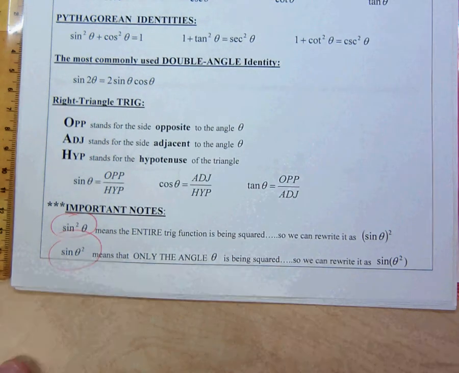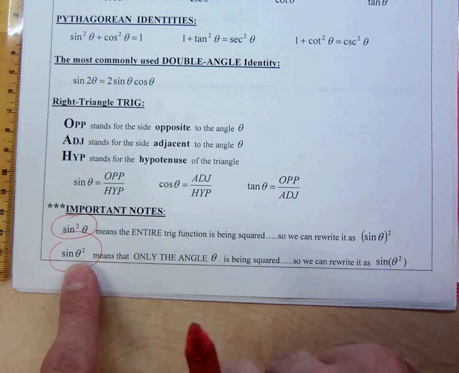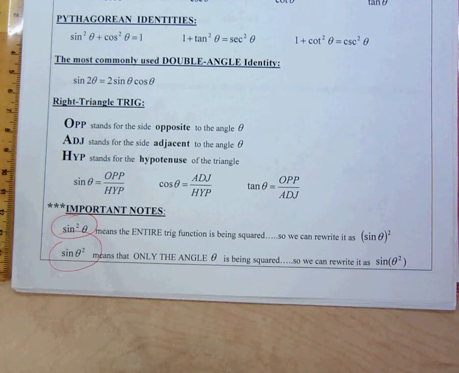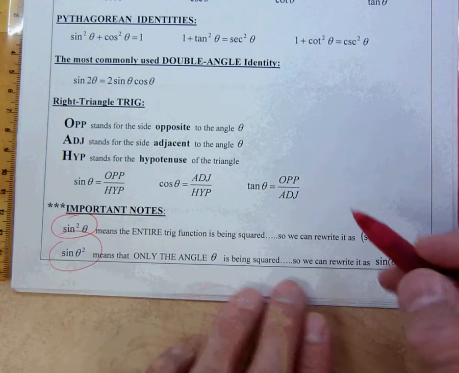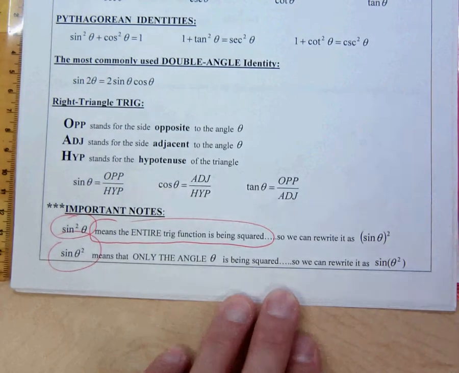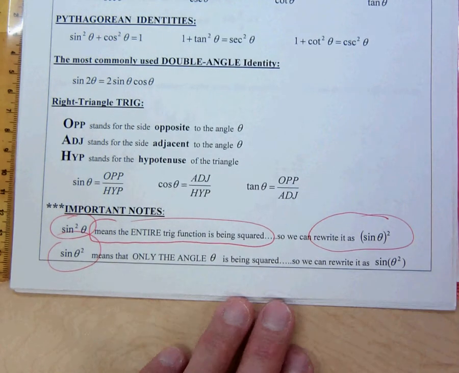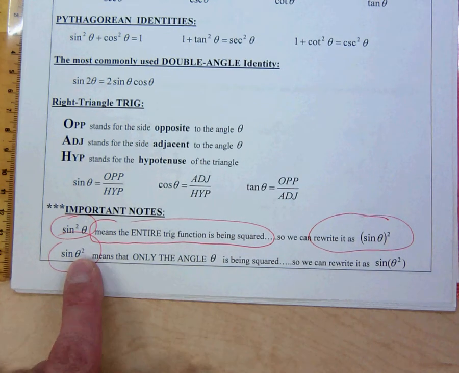Everybody look. These look very similar, but I cannot have you guys confuse them. What's the difference between that and that? Well, just remember this. When I put the exponent between the trig function and the angle, what does that mean? That means the entire trig function is being squared, so you can think of it and even rewrite it as that if you need to understand what it means. Is that clear?